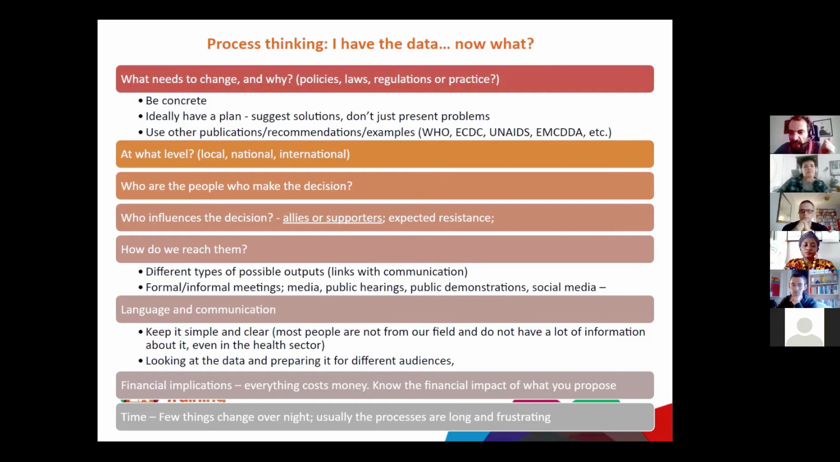Whatever it is, even if it's the most basic thing in the world, very, very few things change quickly. Change is a really difficult process. People tend to be resistant to change, even if they know that it's changing for the better, because change requires work and effort, and most people don't want to put in a lot of effort.